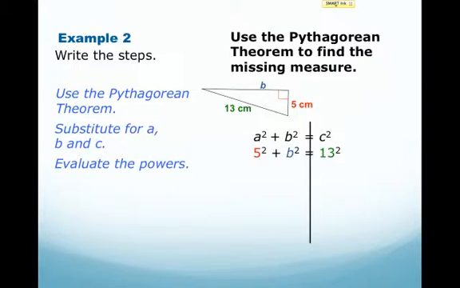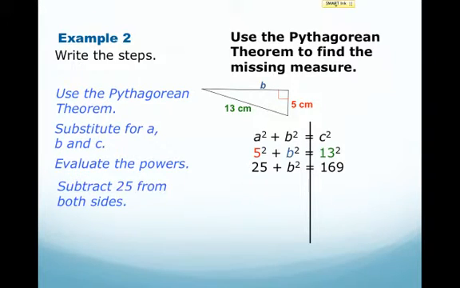5 times 5 is 25, and 13 times 13 is 169. So I should get the equation 25 plus b squared equals 169. Remember, now we're trying to get the b squared by itself, so I have to use the inverse operation to get rid of the 25, which means I'm going to subtract 25. And if I'm going to do it to one side, I have to do it to the other side. That's what the property of equality says. So I have to subtract 25 from both sides.